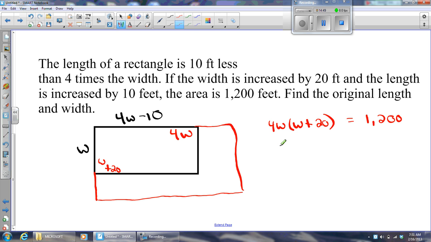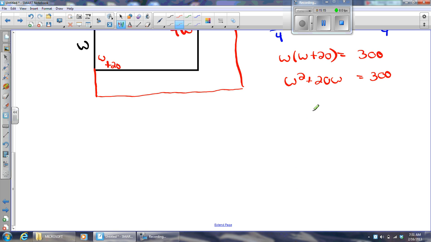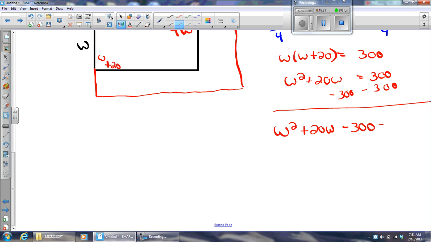I'm going to distribute, or, if you want, you could do this right off the bat, divide by 4, give you some smaller numbers to work with. So you have W times W plus 20 equals, what is that, 300? And then you can distribute: W squared plus 20W equals 300. Now, we don't know how to solve a problem that's equal to 300. We do know how to solve it if it's equal to 0. So we're going to subtract 300 from both sides, and we get W squared plus 20W minus 300 equals 0.